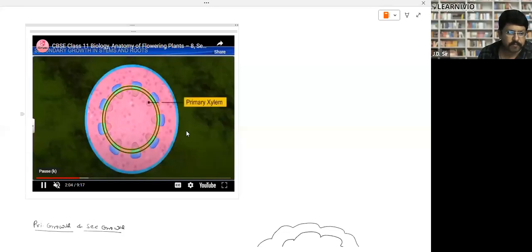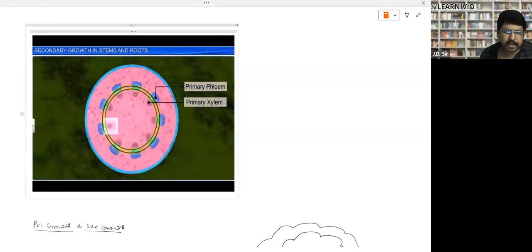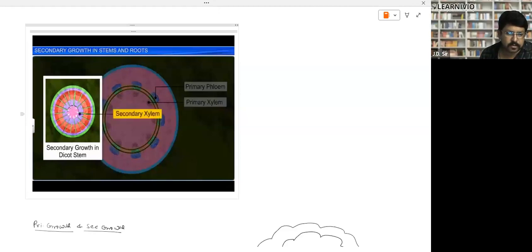Look, this ring formation: this is the primary xylem. This is the primary phloem. Between them, there is a cambium ring. This cambium ring is made up of meristematic cells. Secondary growth. How does the secondary growth take place in a dicot stem?